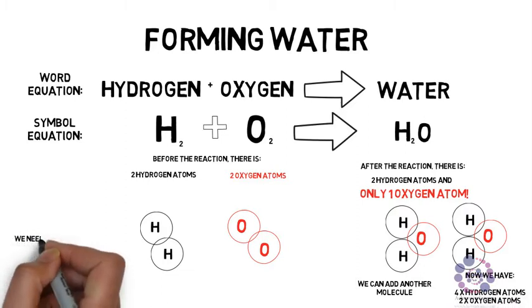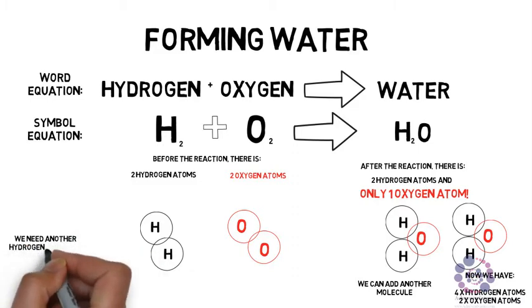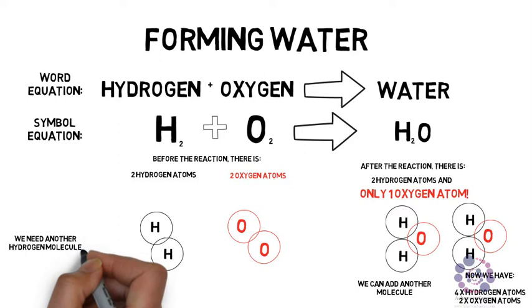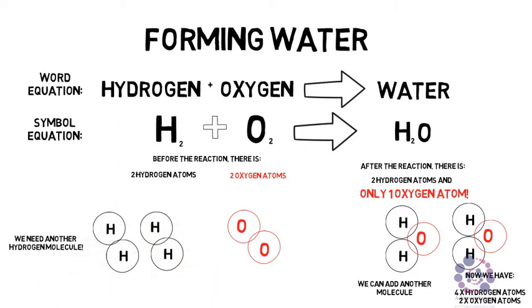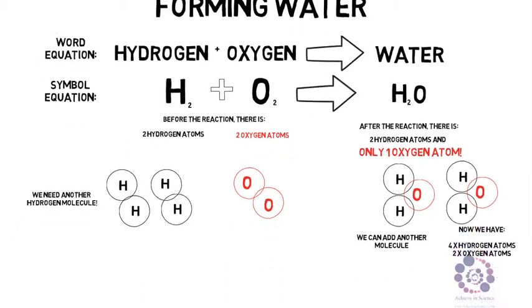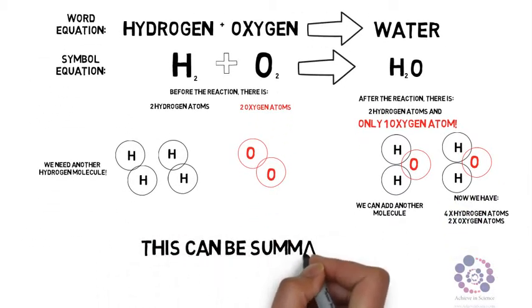We only begin with 2 hydrogen atoms but yet have 4 in our products. Therefore we need to use another hydrogen molecule. So we can draw this in again, 2 hydrogen atoms joined together. We now can see that this is balanced, and what we have before we have afterwards.